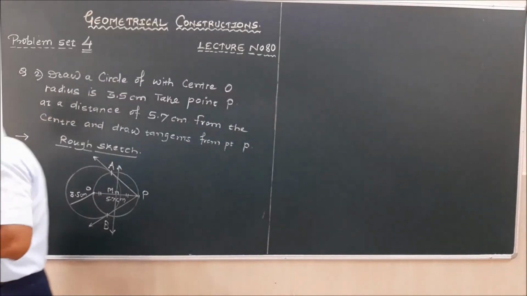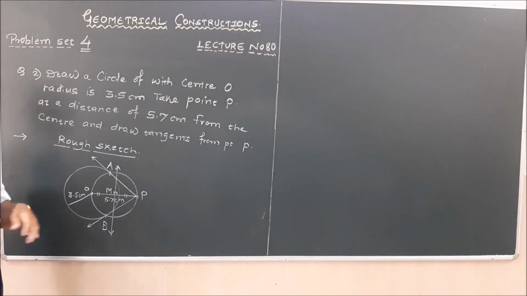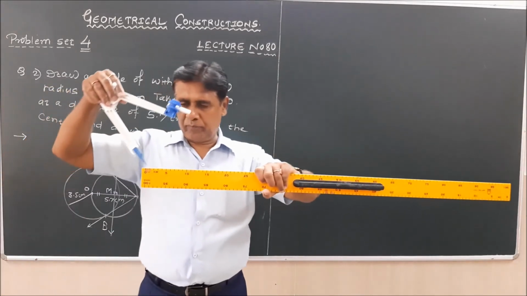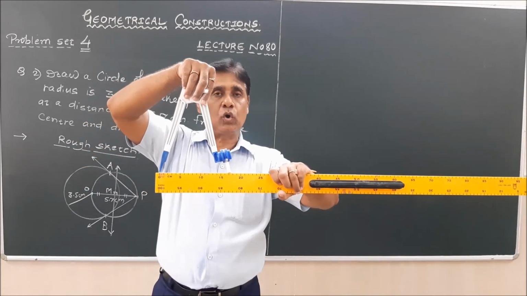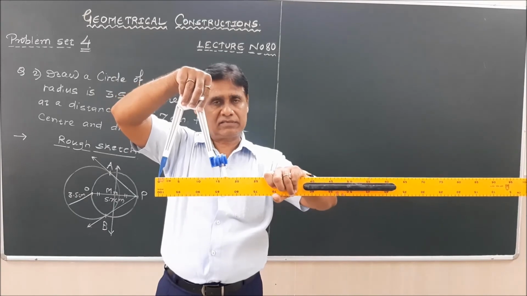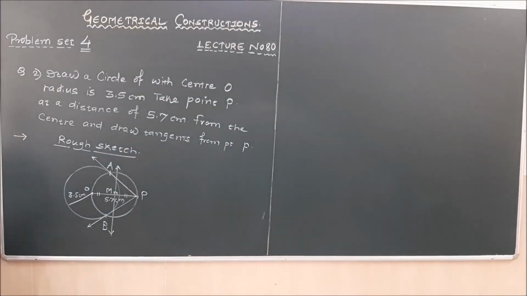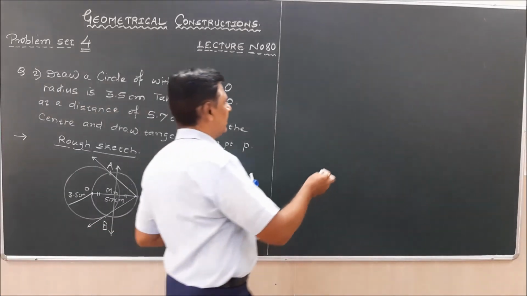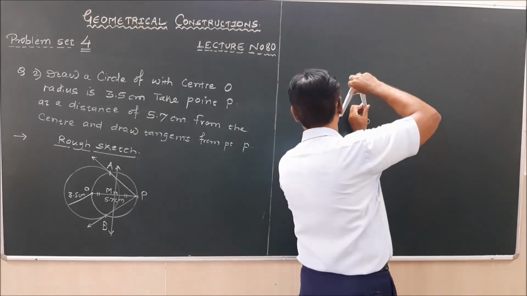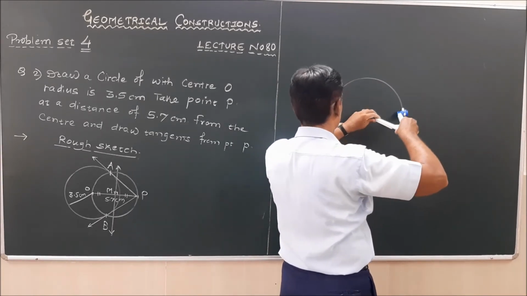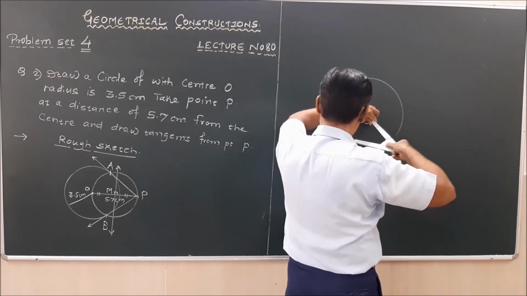Now first of all we have to draw a circle with center O, radius 3.5. Please try to understand. Place the metal point on O, very important, and then take 3.5. Now this time the center is O. Draw a circle.